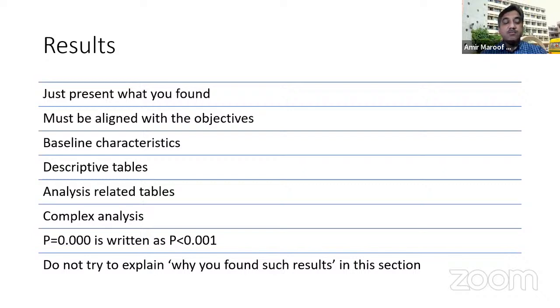Next, we start our result with baseline characteristics, like what was the population and what was maybe the social, maybe the type of accident that the patient underwent, or maybe some other from your objective point of view. You write the baseline characteristics. Then you move on to the descriptive tables. You just show the descriptive tables, like what was the mean, what was the proportion of the various categories or the various variables like age, sex.